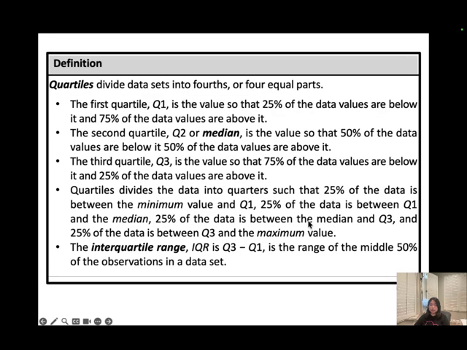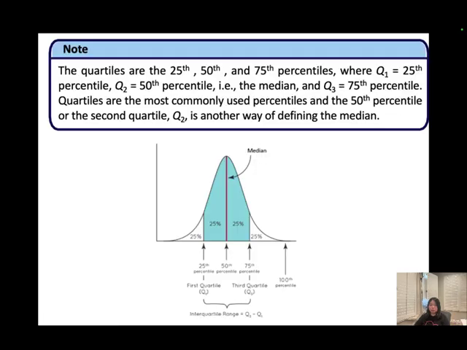Okay? And then the last one, the IQR, interquartile range, that will be equal to Q3 minus Q1. It's the range of the middle 50% of the observations in the data set. So I need you guys to remember how to find the IQR. IQR will be equal to Q3 minus Q1.